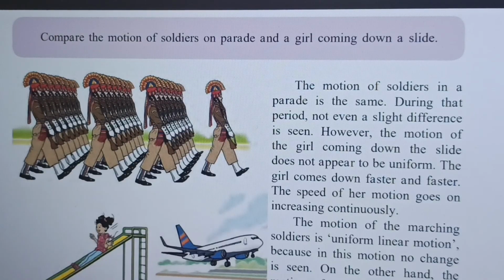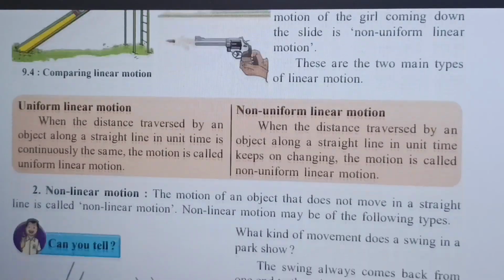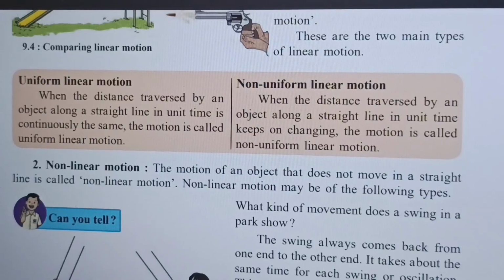So there are two pictures given here. You can see soldiers in a parade and a girl moving down a slide. There are two types of motion further: uniform linear motion and non-uniform linear motion.